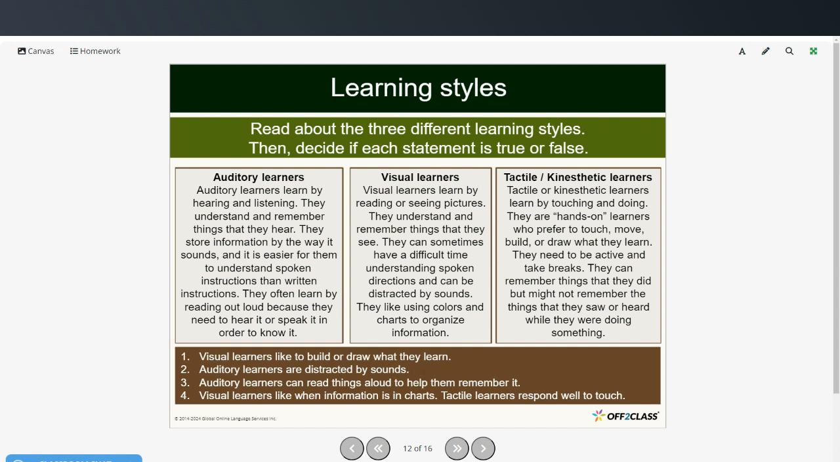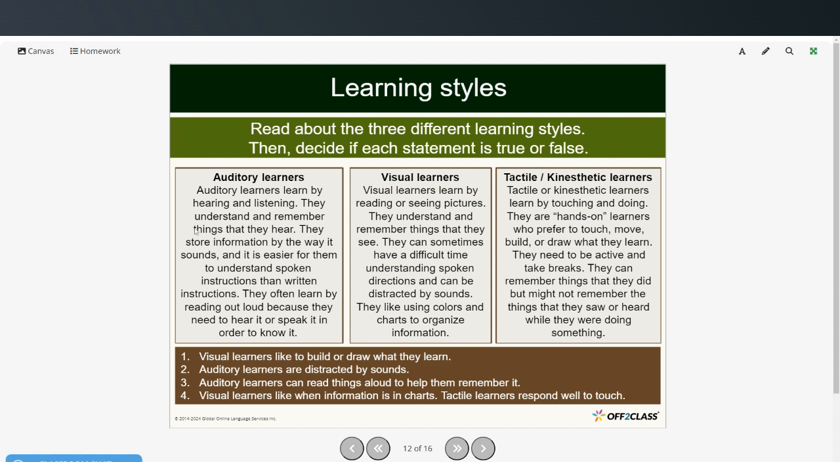They understand and remember things that they see. They can sometimes have a difficult time understanding spoken directions and can be distracted by sounds. They like using color and charts to organize information. Tactile or kinesthetic learners. Tactile or kinesthetic learners learn by touching and doing. They are hands-on learners who prefer to touch, move, build, or draw what they learn. They need to be active and take breaks. They can remember things that they did, but might not remember the things that they saw or heard while they were doing something.